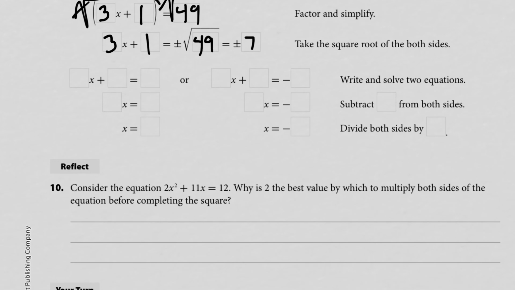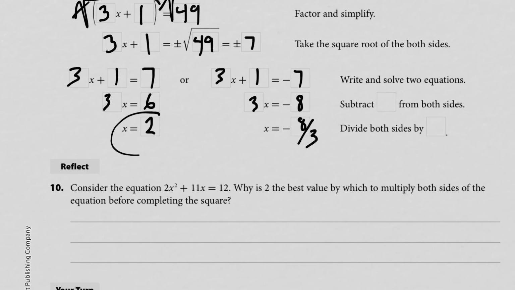Okay, I'm going to split it up into 2. So I have 3x plus 1 equals positive 7, or 3x plus 1 equals negative 7. Solve them both. Let's solve the one on the left side first. I have 3x, subtract 1, and you get 3x equals 6. Divide by 3, you get 2. On the right side, subtract 1, you get 3x equals negative 8. Divide by 3, and you get negative 8 over 3. You get a fraction on that one. And those are your final answers.